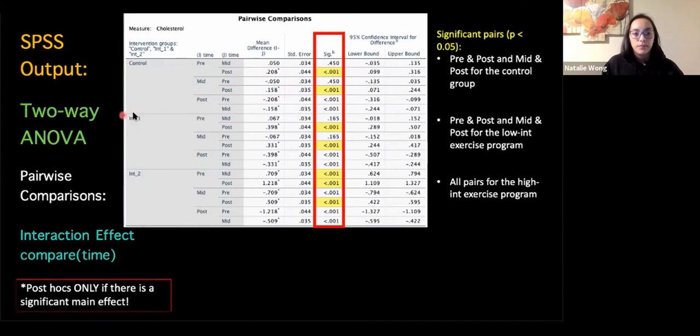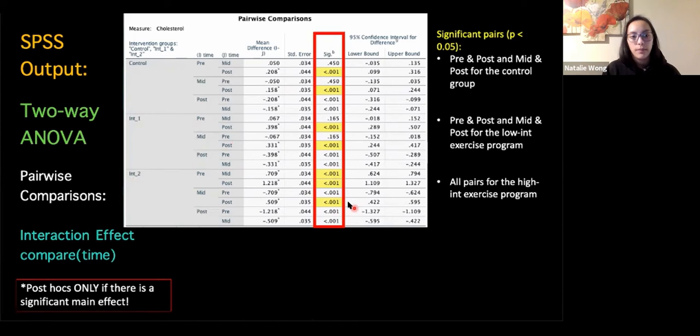In our low intensity group, they had significant differences between the pre and the post measurement, as well as the mid and post measurement. Okay, so kind of similar to the control group. And then our high intensity exercise program had all pairs significantly different from each other. So they had differences in their cholesterol concentration for each time they went in to get measured.